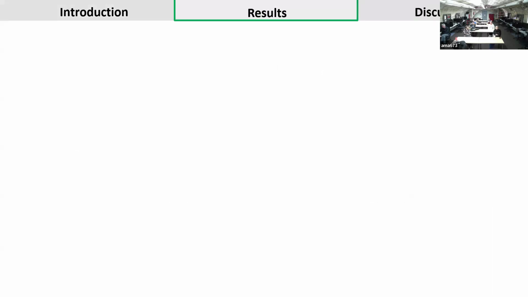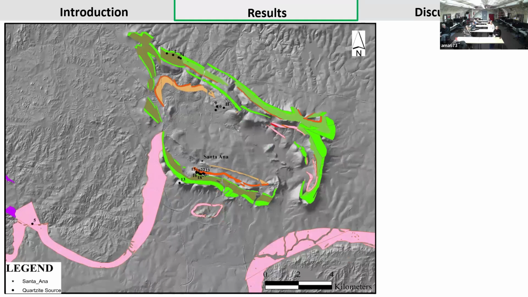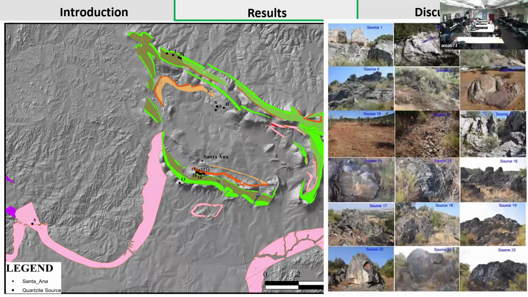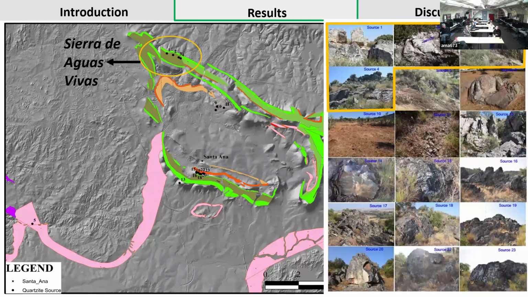So the results, like I said, the first thing I did was landscape prospecting. In total, I was able to identify 20 sources of raw quartzite materials within the landscape we have surveyed. You can see all the points where I visited on the landscape to collect raw material samples. The first area is the Sierra de Agua Bibas area, where four sources, 1, 2, 3, 4, were found, and you can see the pictures to your right.